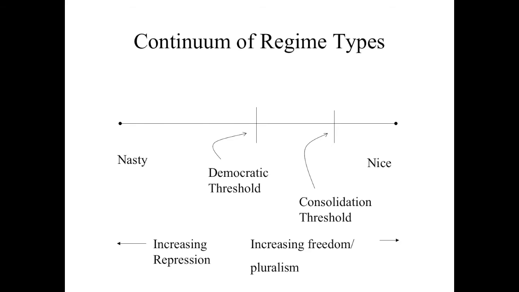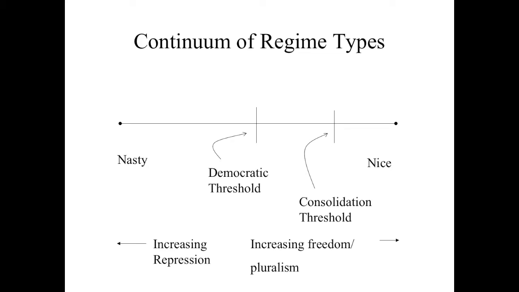So regimes are really a spectrum, right? On the leftmost side, authoritarian regimes, they're really nasty. There's all kinds of repression. On the rightmost side are nice regimes, and they're more democratic. There's more freedom and pluralism. You'll notice on this picture I included a democratic threshold and then a consolidation threshold. This is basically to suggest that at some point an authoritarian regime can be considered democratic.